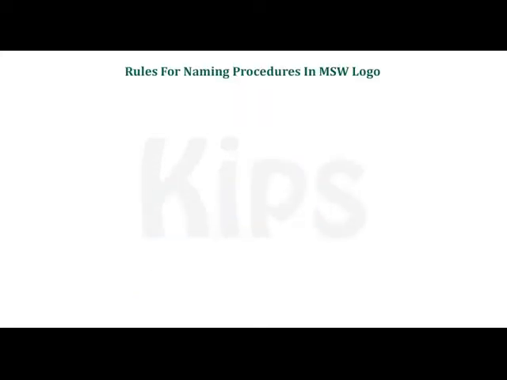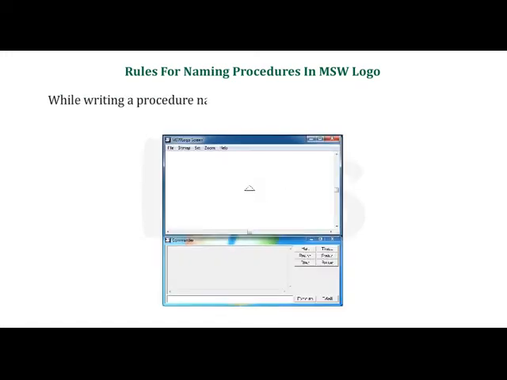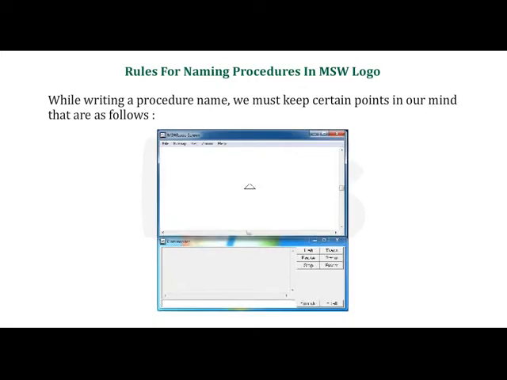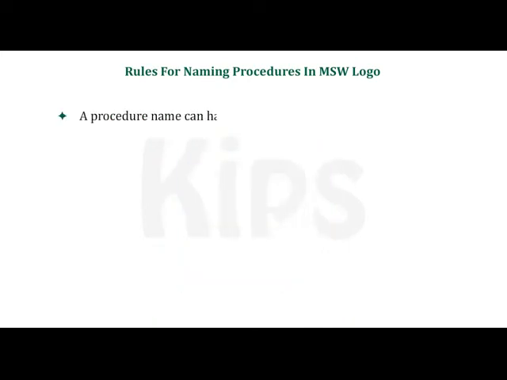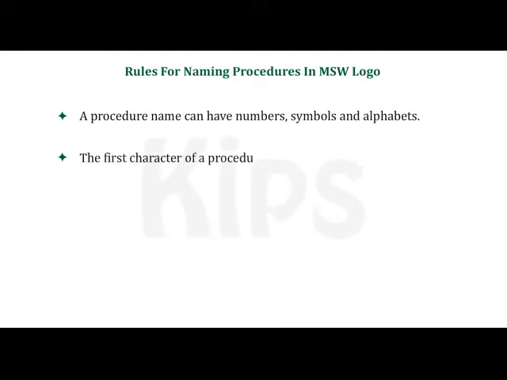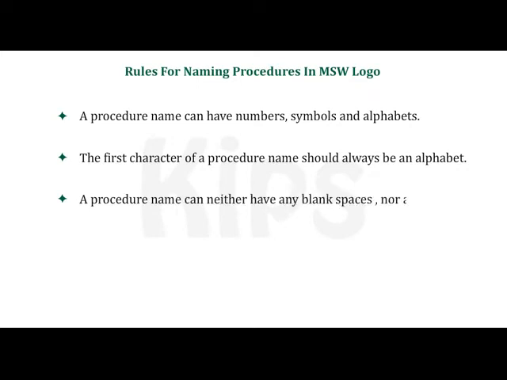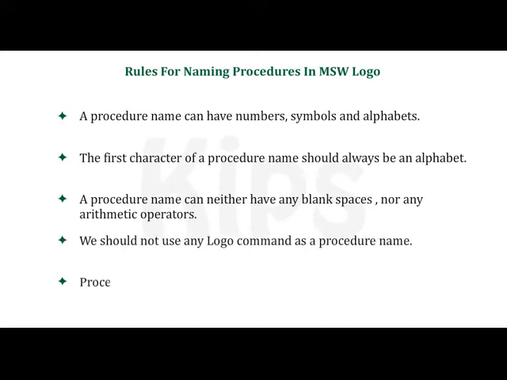Rules for naming procedures in MSW Logo. While writing a procedure name, we must keep certain points in our mind, which are as follows. A procedure name can have numbers, symbols, and alphabets. The first character of a procedure name should always be an alphabet. A procedure name can neither have any blank spaces nor any arithmetic operators. We should not use any Logo command as a procedure name.